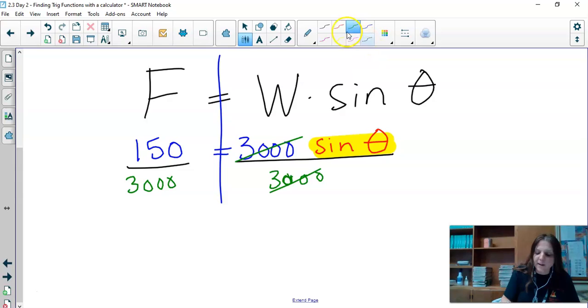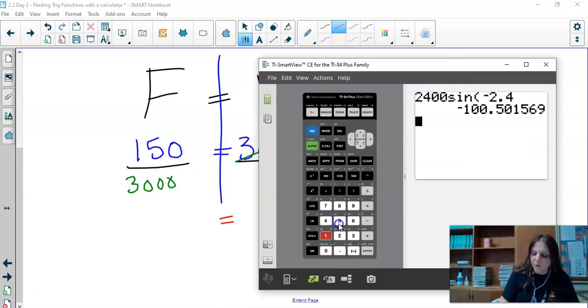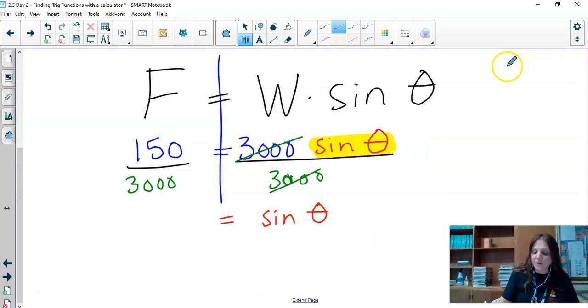Those divide out. So sine of theta equals, and I'm just going to do the 150 divided by 3,000. And it equals 0.05.